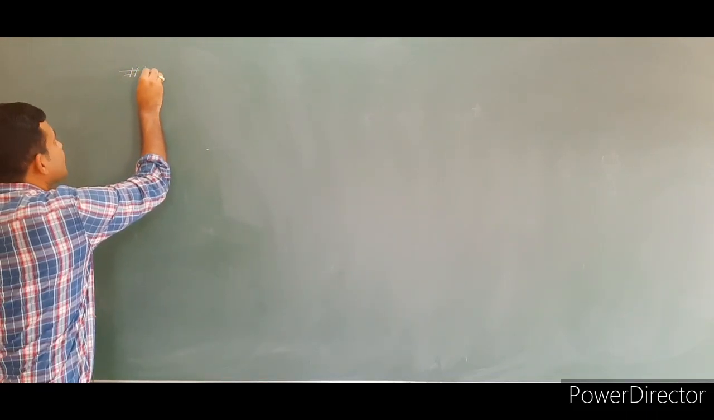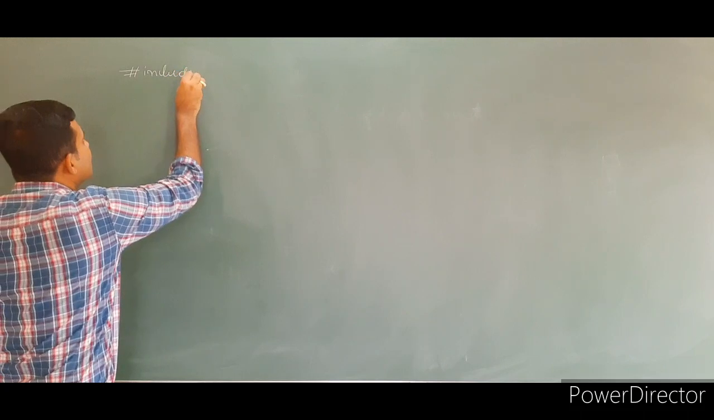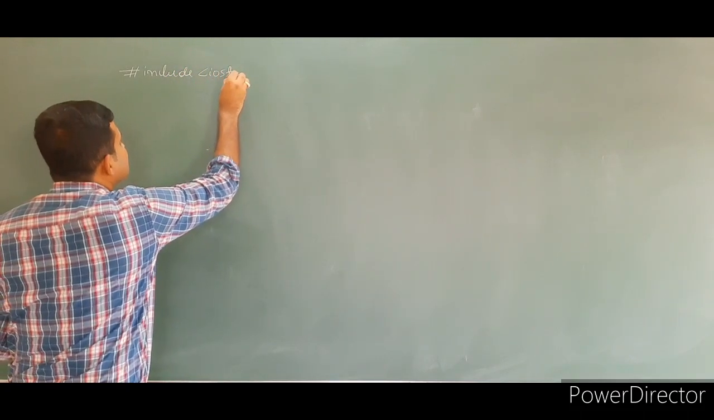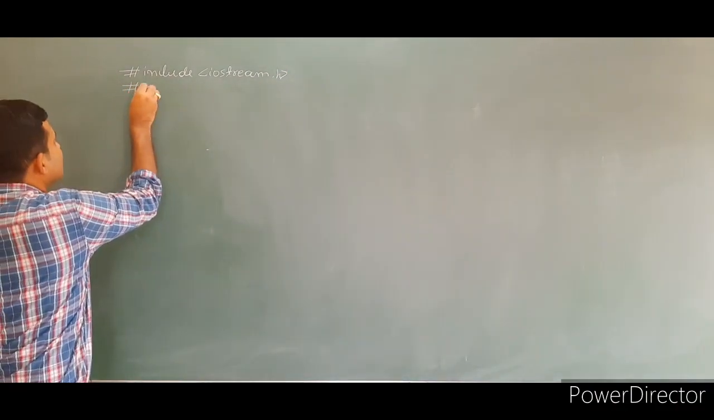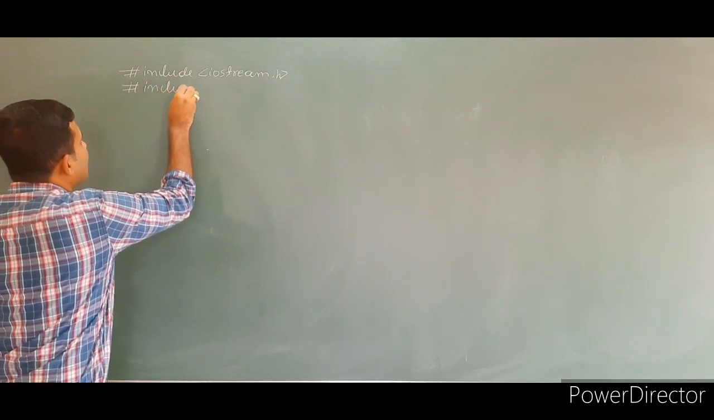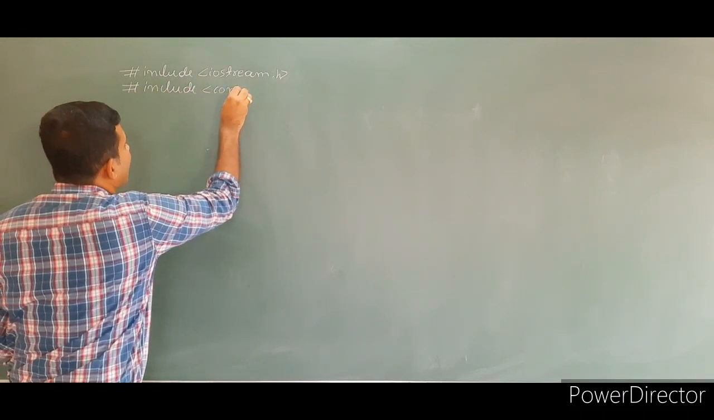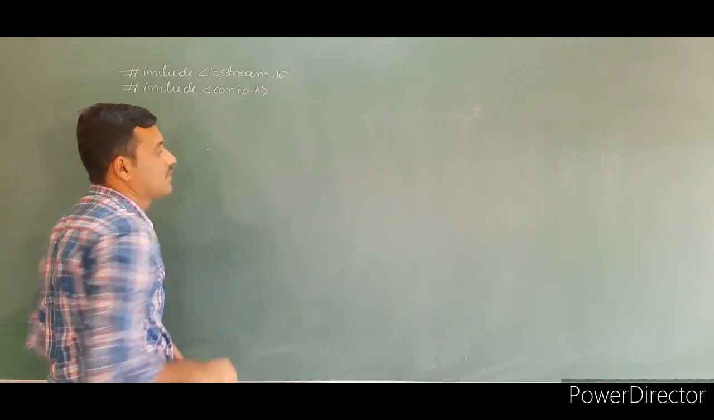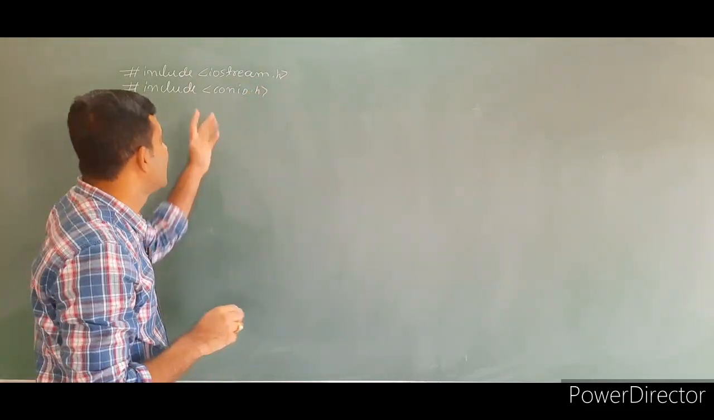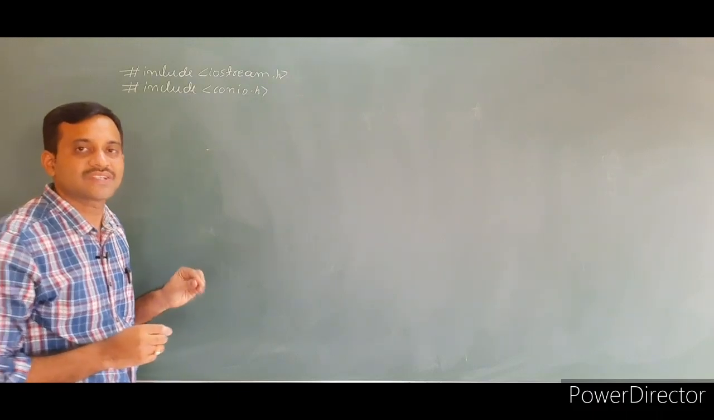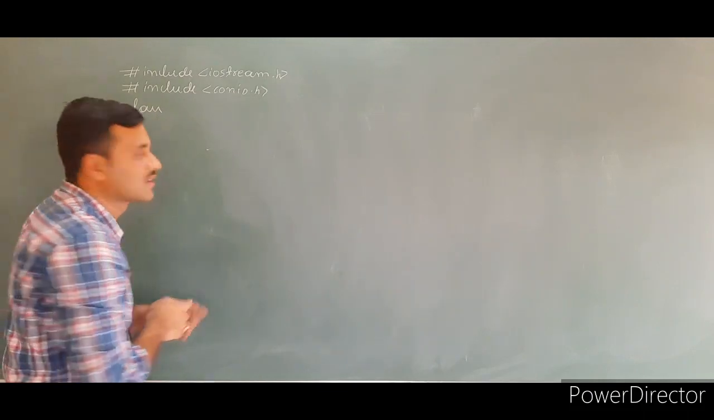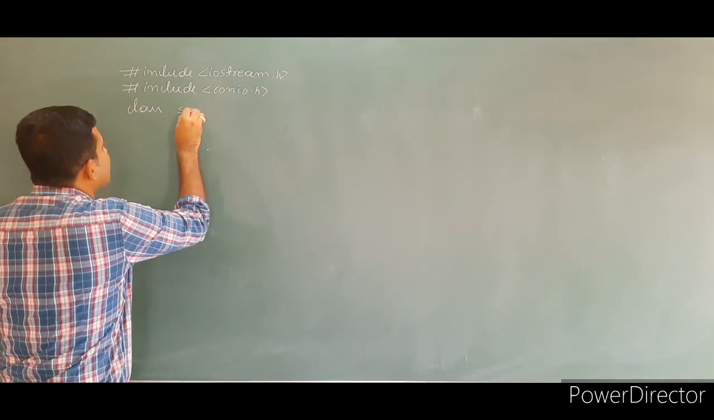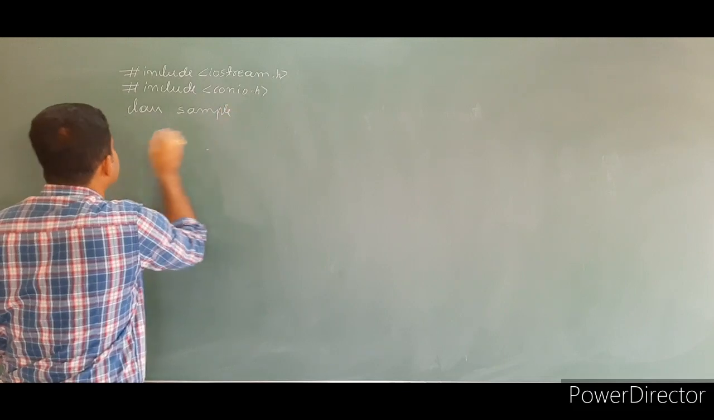Here we write #include <iostream.h>. Then the second one is #include <conio.h>. Here conio stands for console input output, iostream stands for input output streams. Then class sample. The name is sample.